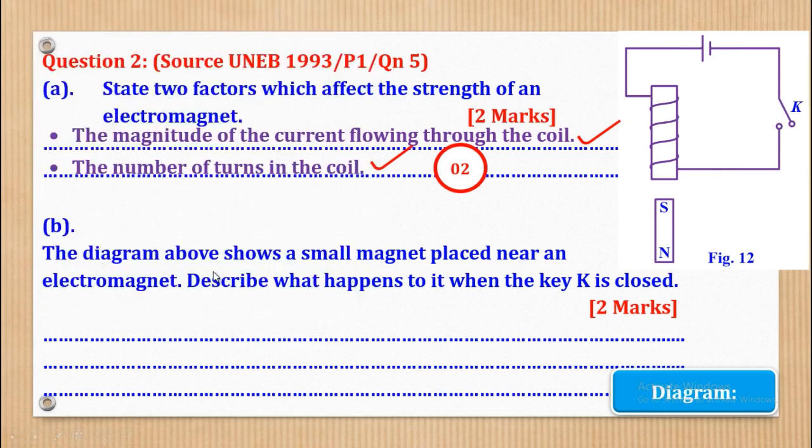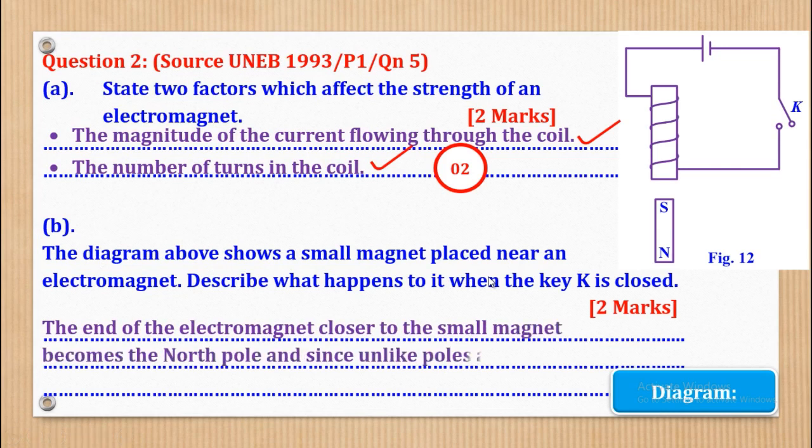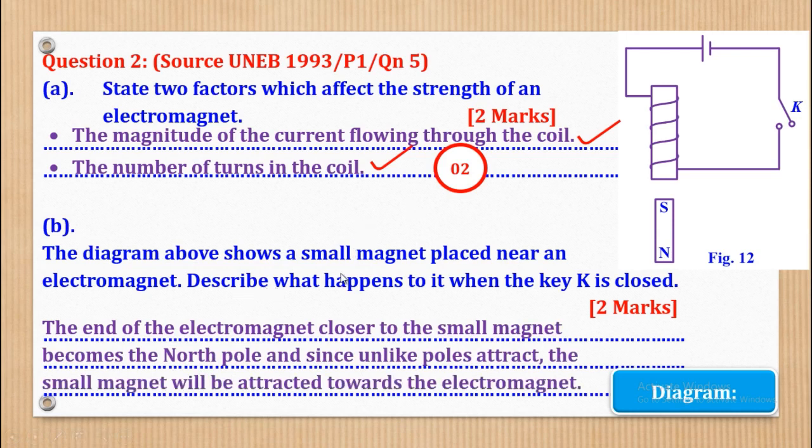So now we shall say they want to describe what happens when the key is closed. In this case, we shall say that the end of the electromagnet closer to the small magnet becomes the north pole. I think we've already seen that when we tested the polarity. And since unlike poles attract, the small magnet will be attracted towards the electromagnet. Basically that's what happens, and that's how the 2 marks can be got.